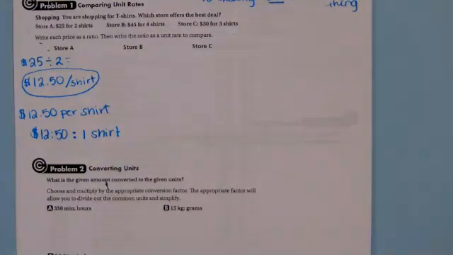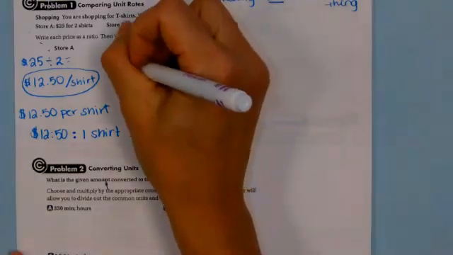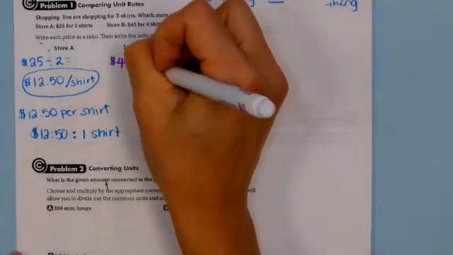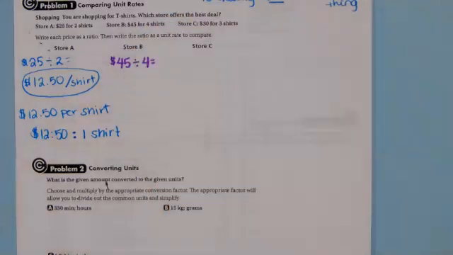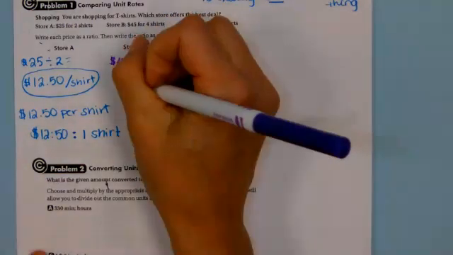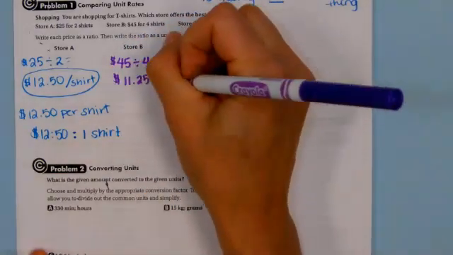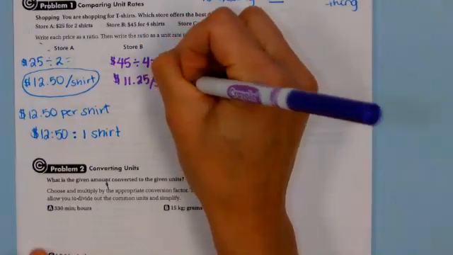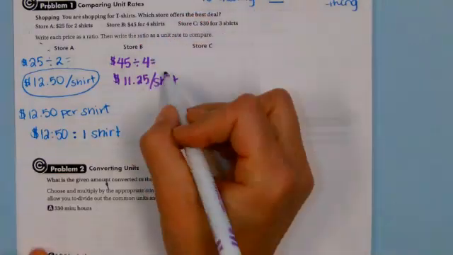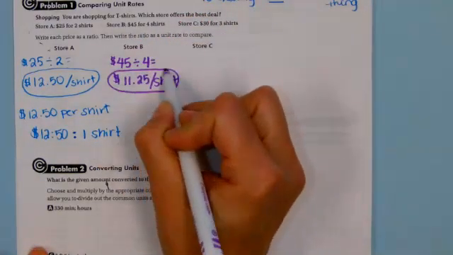So store B, we would divide again. You would do $45 divided by 4, and then raise your hand if you've got the amount that time. David, go ahead. 11.25. So this is $11.25 per shirt. So far, who's the better deal? Store A or B? Store B.